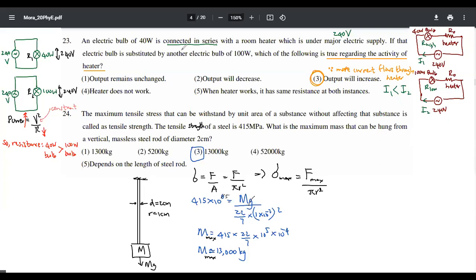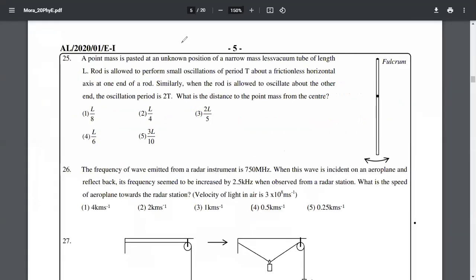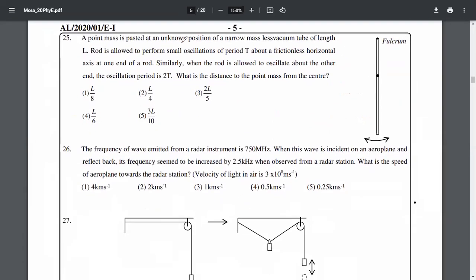Moving on, 25th one. So we have come halfway. Right. This is also an interesting question. I hope you guys tried it. Let's start.